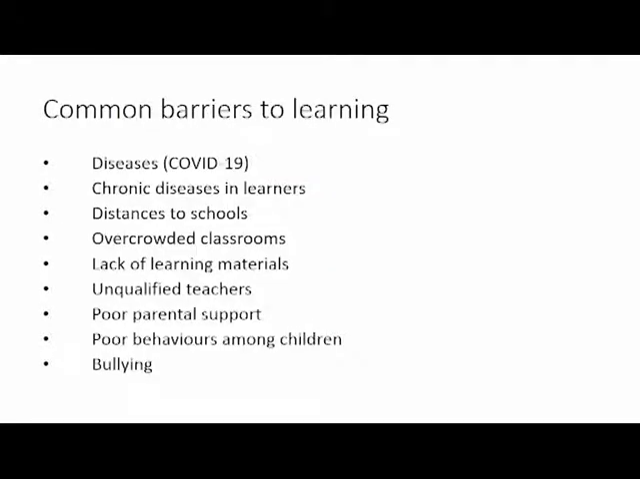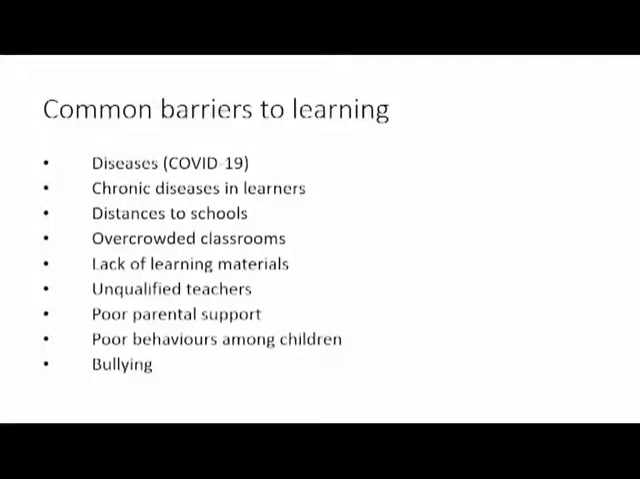And common barriers to learning. What are the common barriers to learning? What are those things that prevent learning from taking place in a successful manner? We have diseases like, for example, COVID-19, where learners didn't go to school, and chronic disease in learners, distance to school, overcrowded classrooms, lack of learning materials, unqualified teachers still a problem, poor parenting support, poor behavior among learners, and bullying at school. Those are some of the factors that make learning difficult.